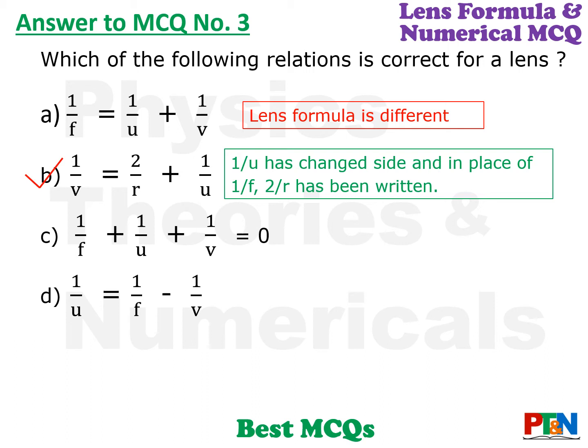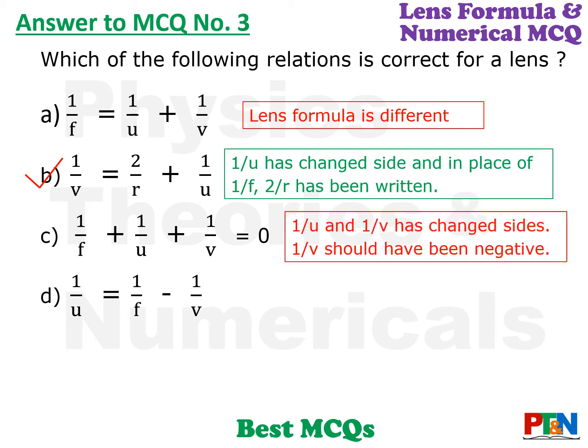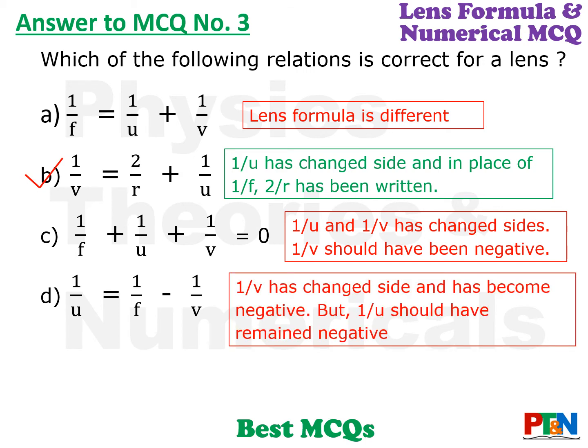Let's see option C. In option C, all the 1 by u, 1 by v has been brought to 1 by f side. So 1 by v has become positive, but 1 by v should have been negative. And in option D also, 1 by v has come to the side of 1 by f. That means that has become negative, fine. But 1 by u in the left hand side should have remained negative. So that's a wrong relation. So out of the 4, only B is the correct relation.